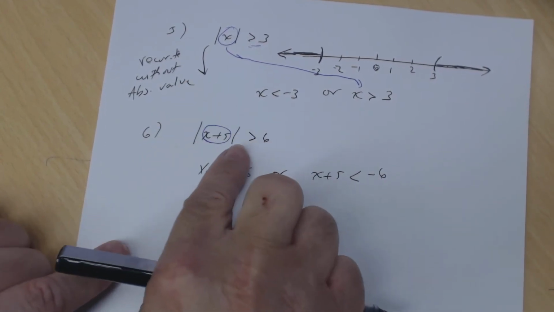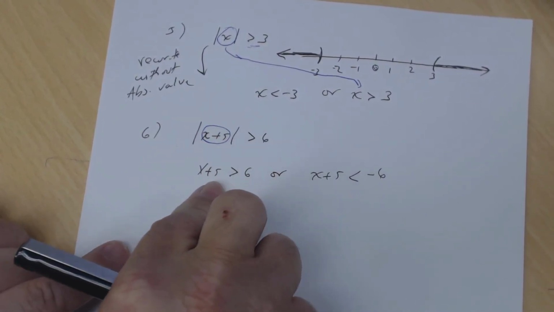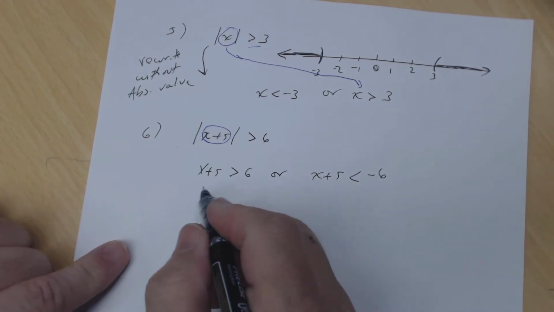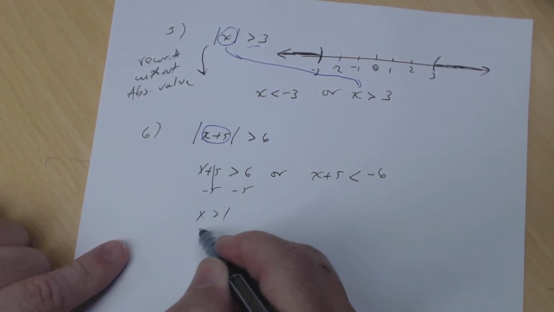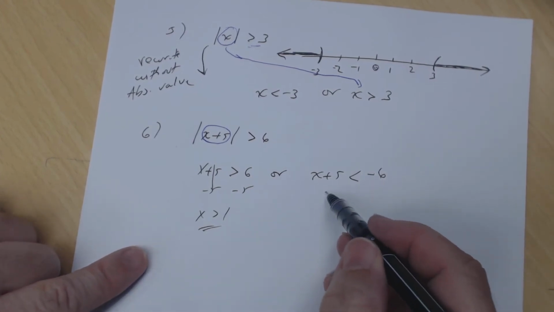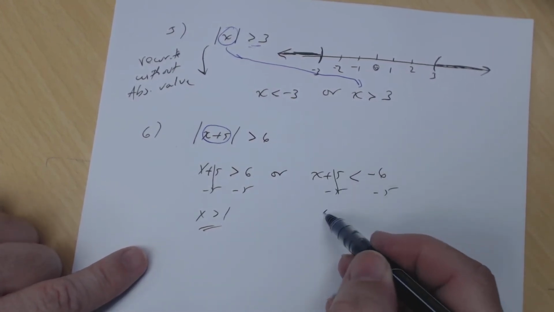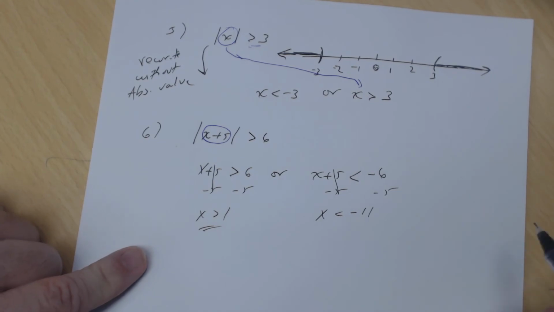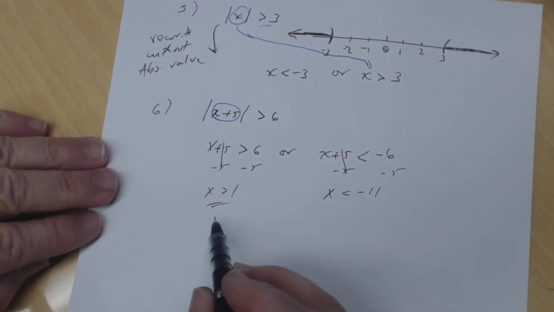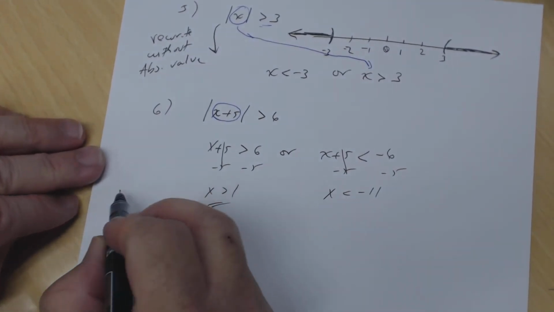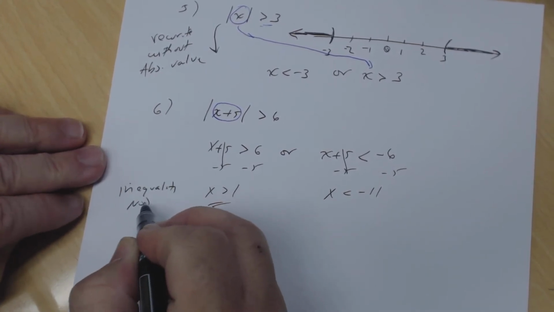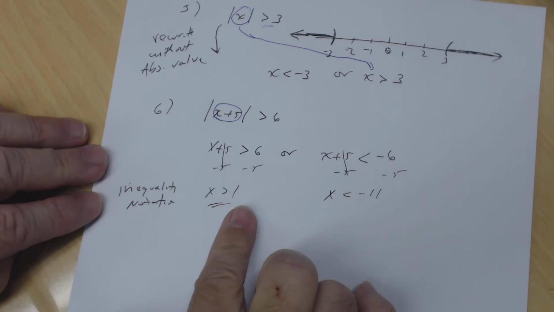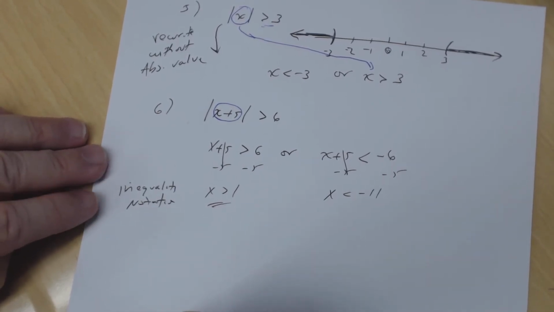So notice I rewrote this without absolute value bars. That's what you need to do. Now subtract 5 from both sides. So you get x is greater than 1. And over here, subtract 5. You get x is less than negative 11. So my solutions in inequality notation: x is greater than 1, or x is less than negative 11.